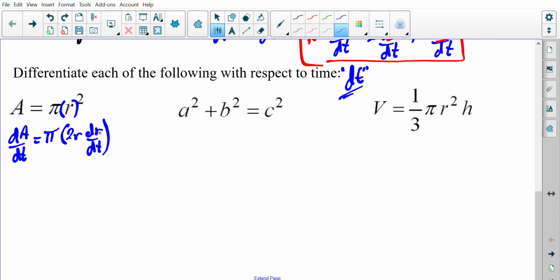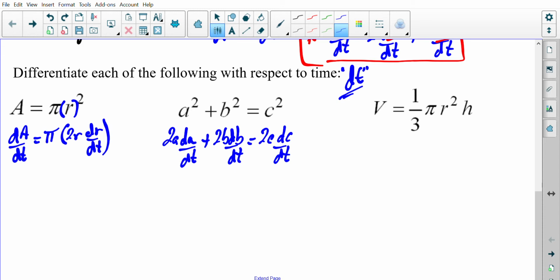dr over dt would be the rate at which the radius is changing as time passes. dA over dt would be the rate at which the area is changing as time passes. The next one, Pythagoras' theorem. So it would be 2a dA over dt plus 2b dB over dt equals 2c dC over dt, where a, b, and c are the three lengths of the sides of that particular right triangle.